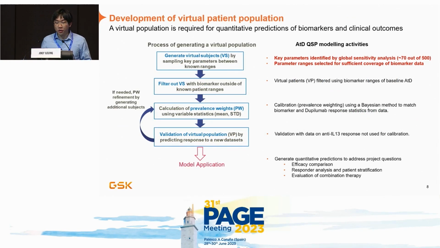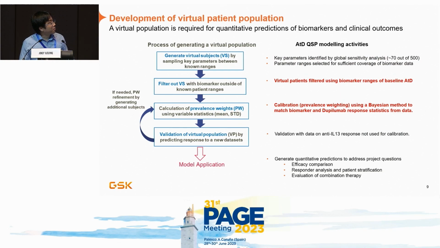So today I'll focus on the development of the virtual patient population. On the left, this is a flow chart of the main stages of virtual population development in a QSP model. The first step is to identify key parameters and sample them between ranges. And we do this via a global sensitivity analysis and selected about 70 out of the total 500 parameters. And the ranges were selected to provide sufficient coverage for the biomarker data we have.